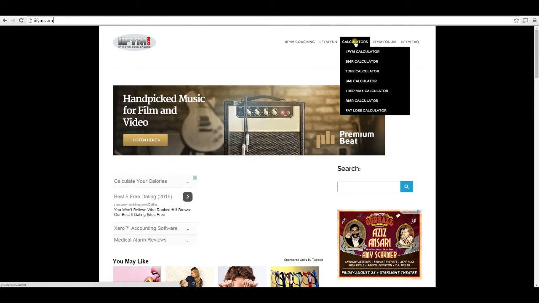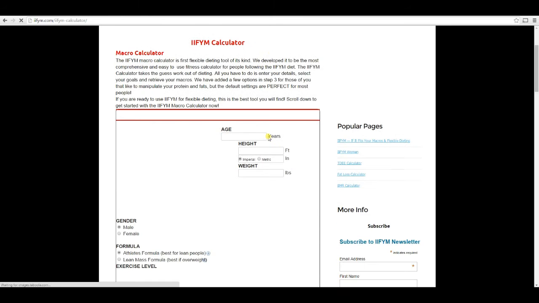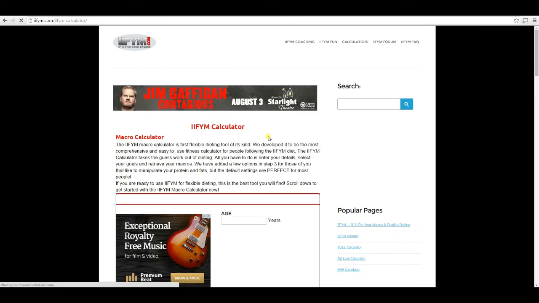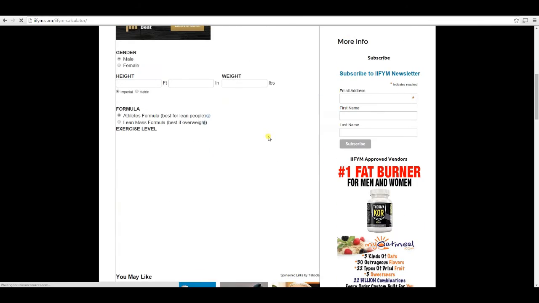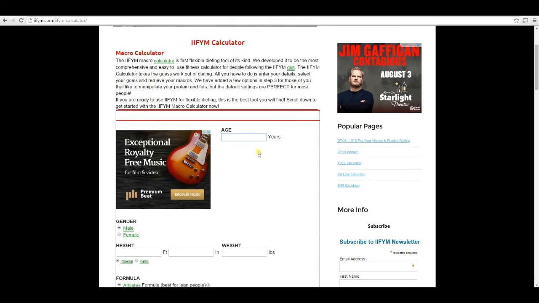Then you will go to calculators, and you will go to IIFYM calculator, the first calculator under the calculators tab. Click on it. Hopefully your internet is quick enough, and you will find yourself here with more advertisements. Okay, some of this might look intimidating. Don't worry about it though.